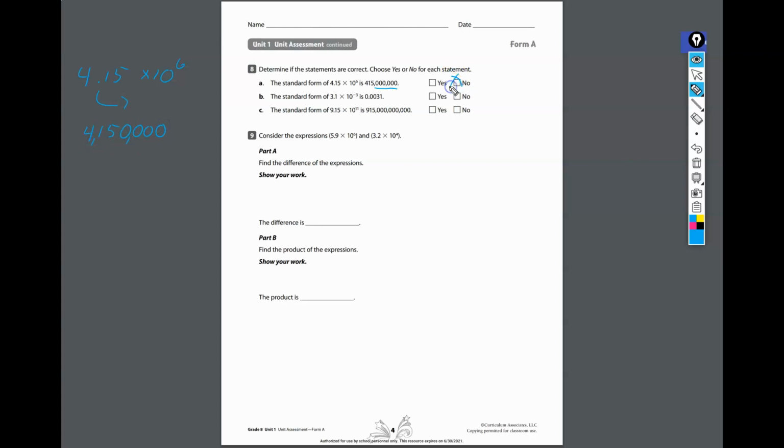So no, that's incorrect. The standard form of 3.1 times 10 to the negative 3 is 0.031. Let's check. 3.1 times 10 to the negative 3. Negative means I'm moving the decimal left to become a smaller number. So if I move this over 1 place, I would still need 2 more places to go. So that means 2 zeros between the decimal and the 3. This 0 is just for decoration out in front. Let's come over here. I see the same number, so yes.